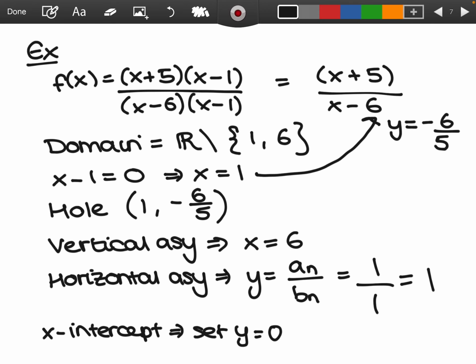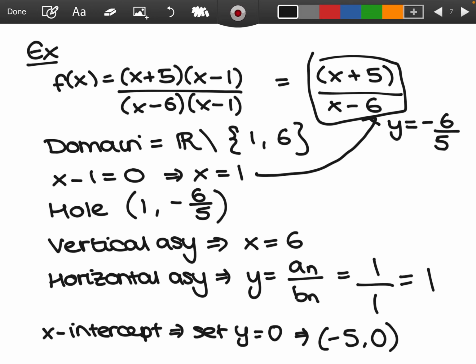When you find the x-intercept and you set y equal to 0, make sure that your function is in simplified form to do this. Get rid of any terms that occur on both the numerator and denominator and just use this simplified form to find any x-intercepts. So the x-intercept is where y is equal to 0, which means that I am setting my numerator equal to 0, which in simplified form means that my only x-intercept is where x is negative 5, which would mean that my x-intercept is negative 5, 0.